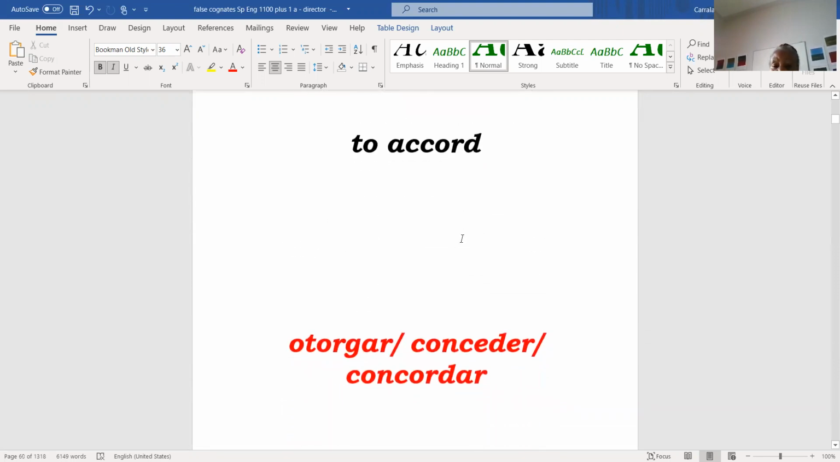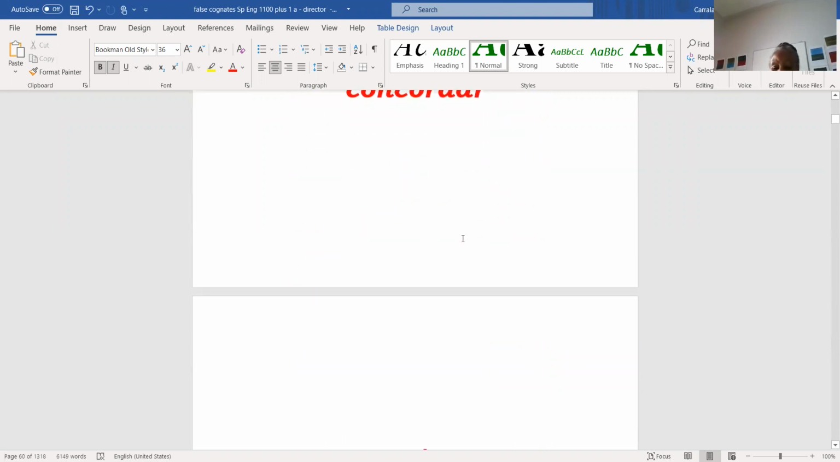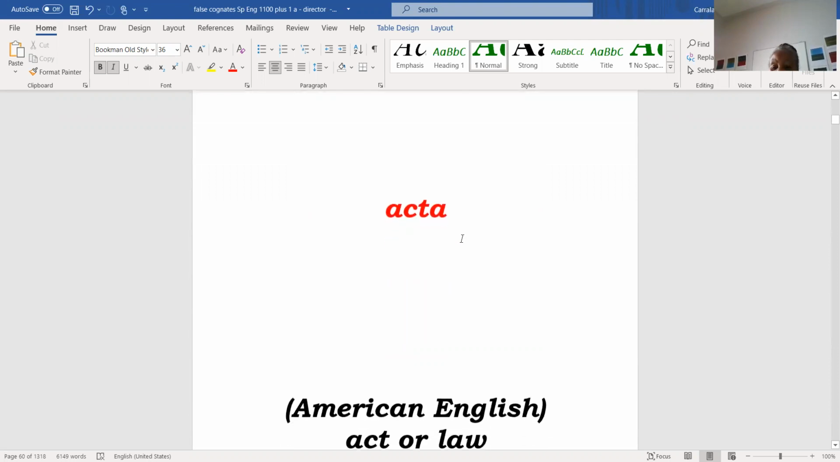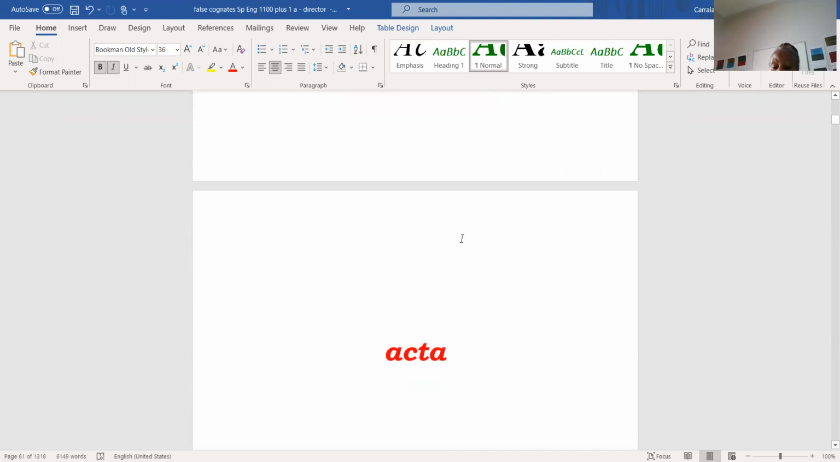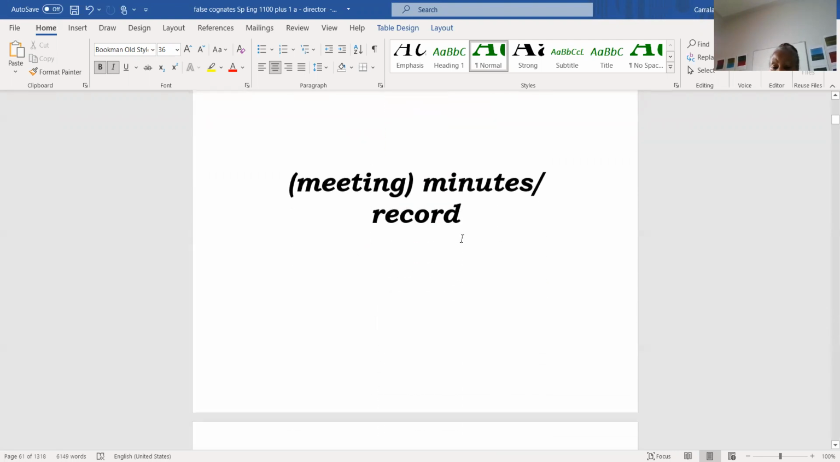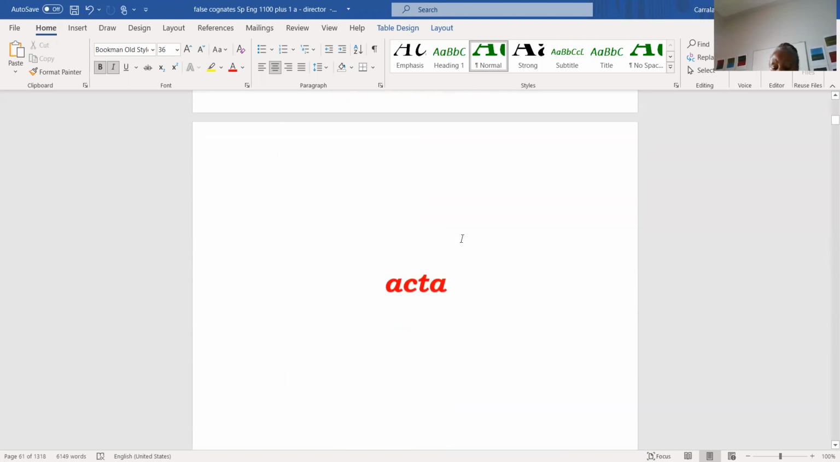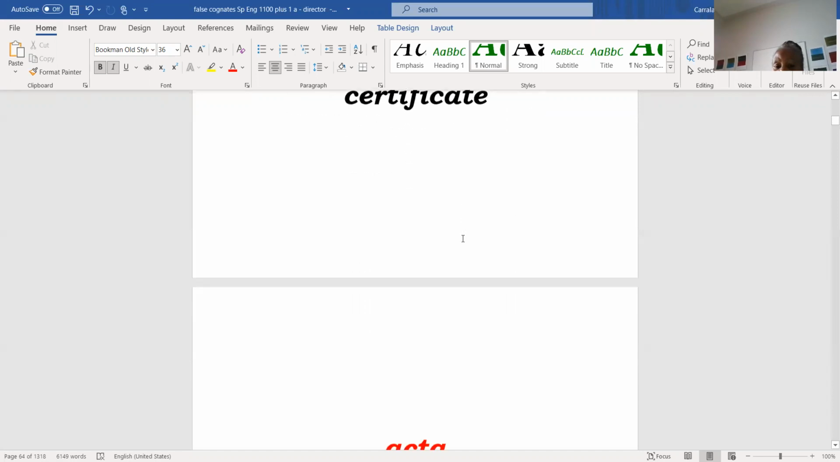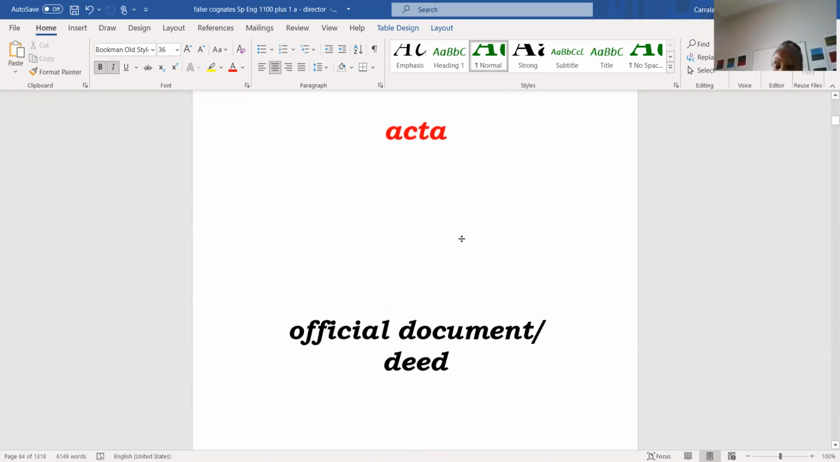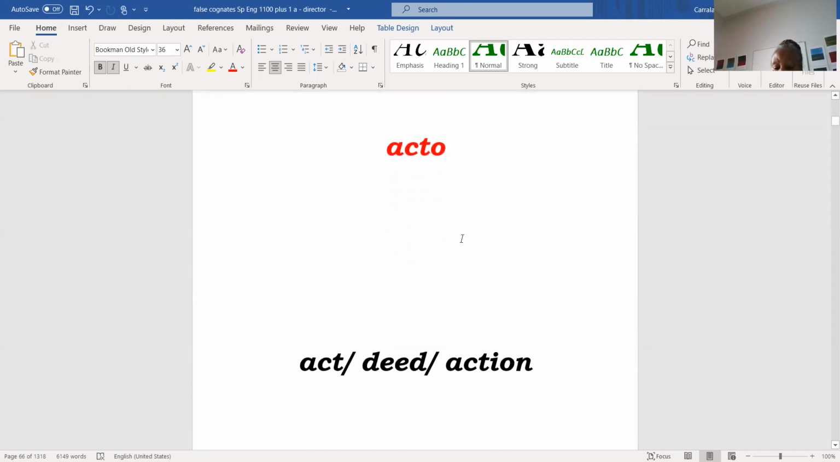Now, this is the English to accord. We don't use it that much, frankly, not in American English. Acta. Now, in American English it means act or law. Certificate, the different types of certificate an acta is. An official document or deed. Now, acto, with the O instead of the A.